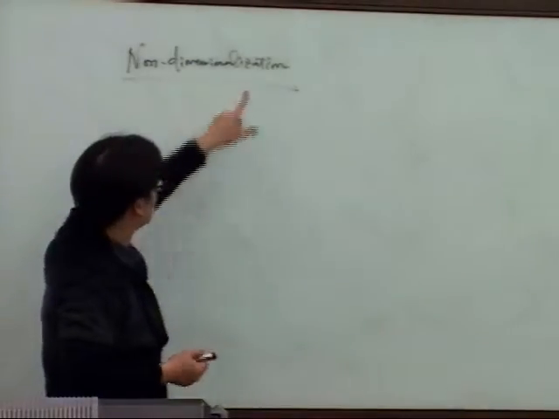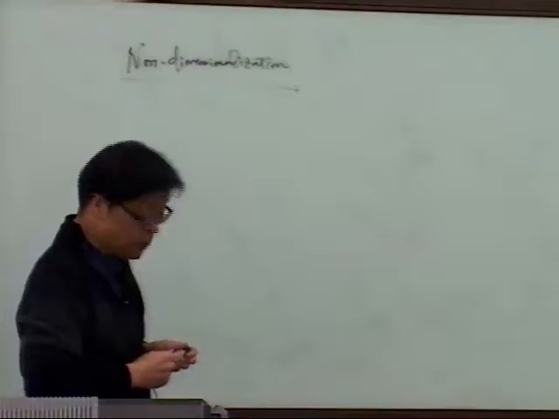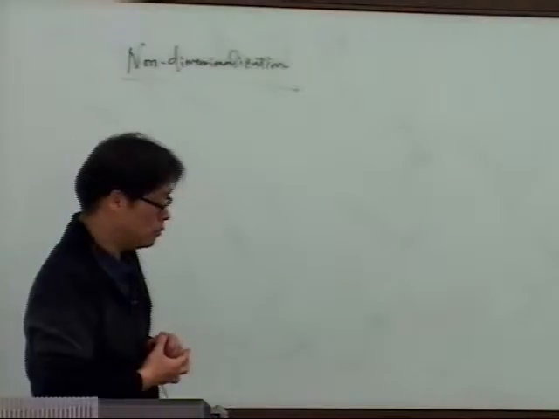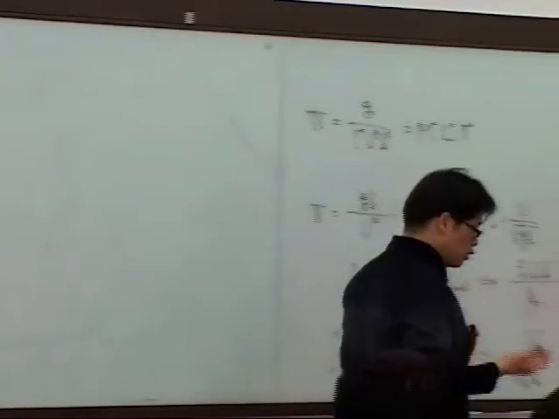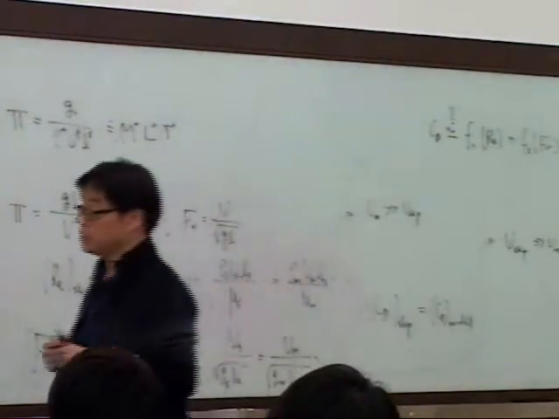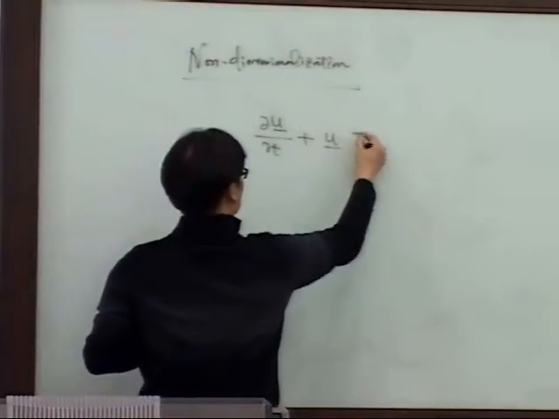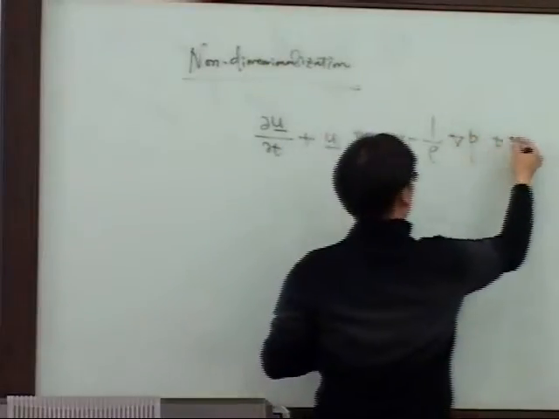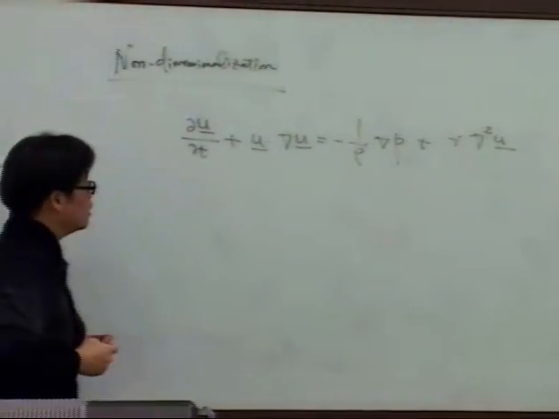So it's a non-dimensionalization. It's a simple concept. Just like finding pi terms, you want to use dimensionless variables when you solve the Navier-Stokes equations. So let me write down the Navier-Stokes equation first. Okay, so this is the Navier-Stokes equation.